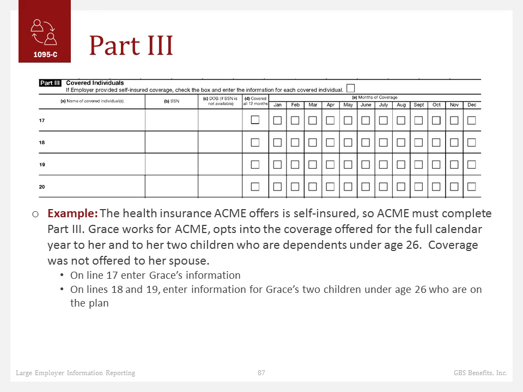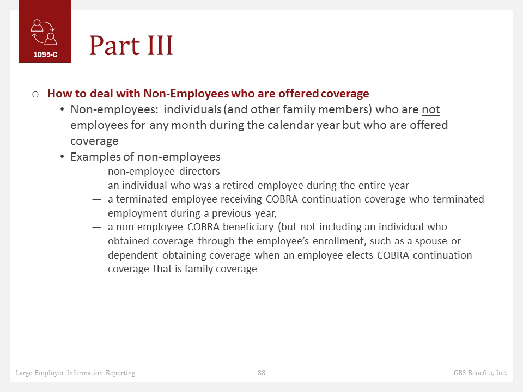So on line 17, you're going to enter Grace's information, her Social Security number, and that she was covered all 12 months. And on lines 18 and 19, you're going to enter her 2 children, George and Georgiana. Yeah, I know, kind of not very original. Anyway, there are Social Security numbers as well. If for some reason you don't have them, you put in their birth dates. If they weren't covered all 12 months of the calendar year, remember it's calendar year, you need to distinguish that within the monthly calendar boxes.